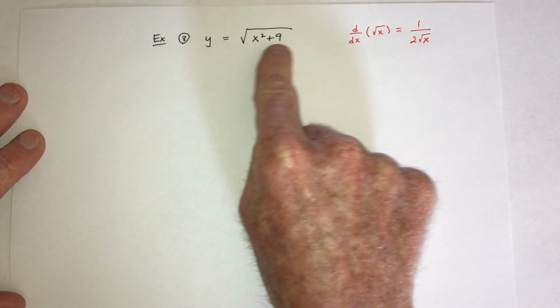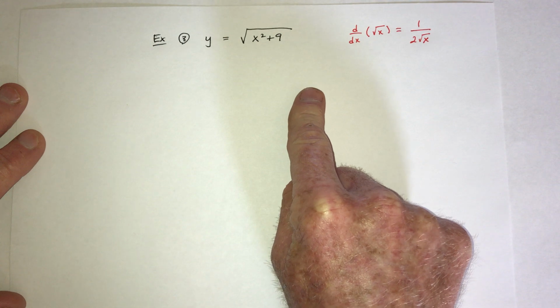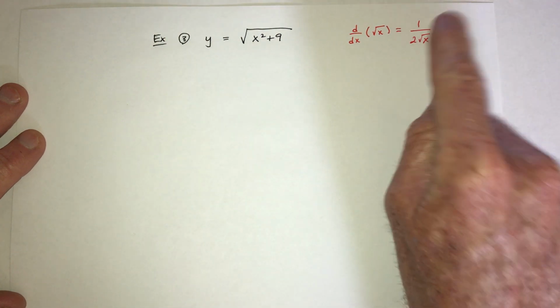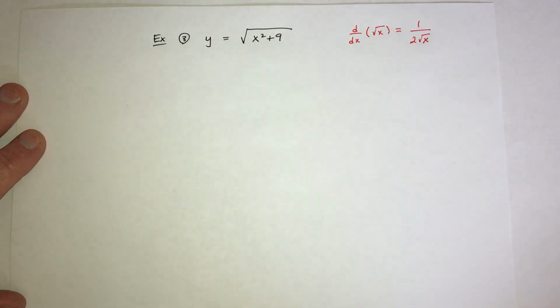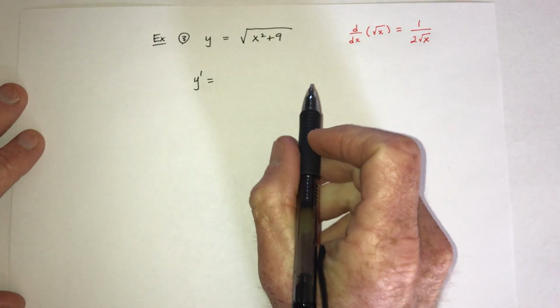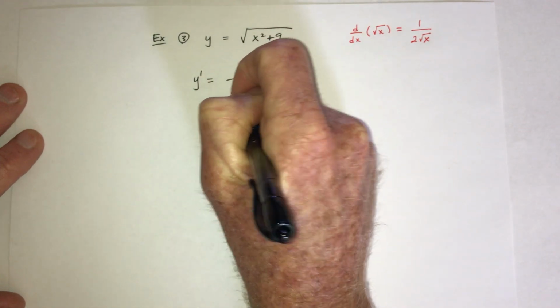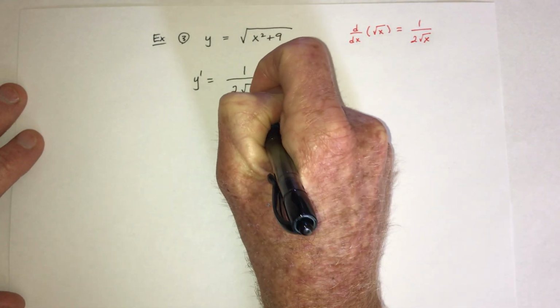Otherwise, you'd have to write it to the 1/2 power, then do the power rule, and you're going to get a negative exponent, and then get rid of the negative exponent. But this right here will save us some time. So, because it's the square root function, the derivative is going to be 1 over 2 times that square root function.